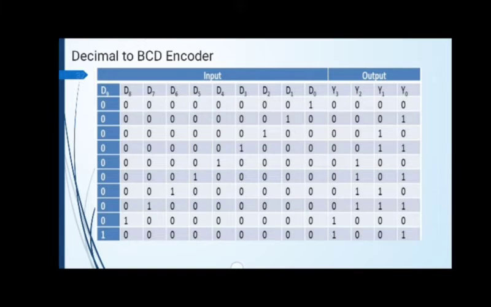So in this case, when D0 is high, the corresponding code will be 0000. D1, when it is high, the corresponding code will be 0001.